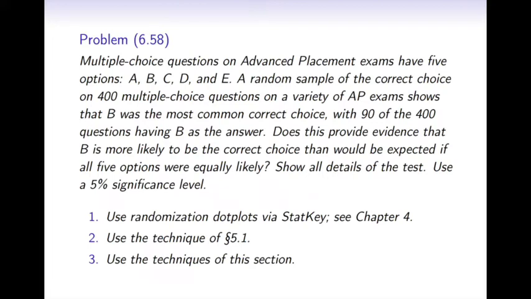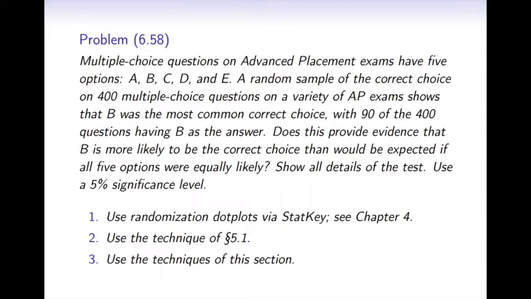All right, let's read the question together though. Multiple choice questions on advanced placement exams have 5 options: A, B, C, D, and E. A random sample of the correct choice on 400 multiple choice questions on a variety of AP exams shows that B was the most common correct choice, with 90 of the 400 questions having B as the answer. All right. Does this provide evidence that B is more likely to be the correct choice than would be expected if all 5 options were equally likely? Show all the details of the test. Use a 5% significance level.